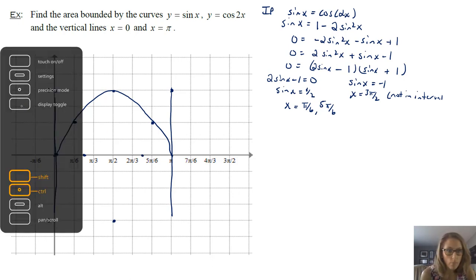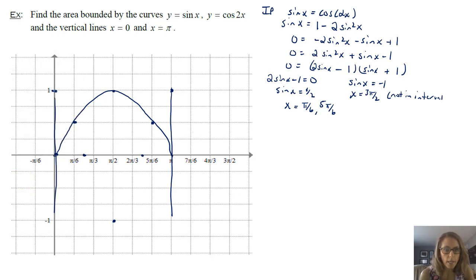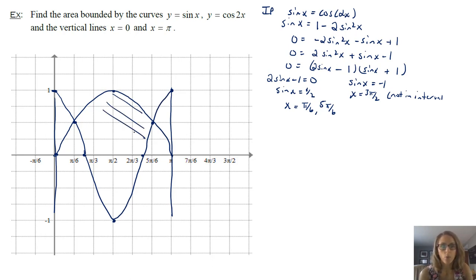So now just to connect these so we see what this looks like, it's going to do this, then it's actually going to do more like this, and it's going to come up, and then it's going to do this. Whew, okay. Point being here, we see what we need to integrate. So you actually have this piece here, you have this piece here, and you have this piece here.